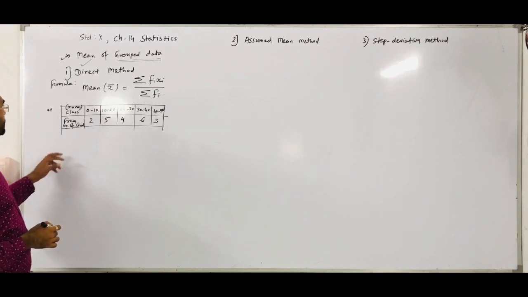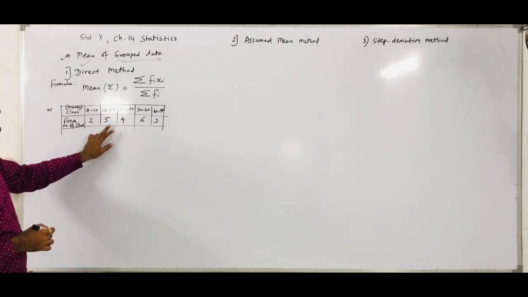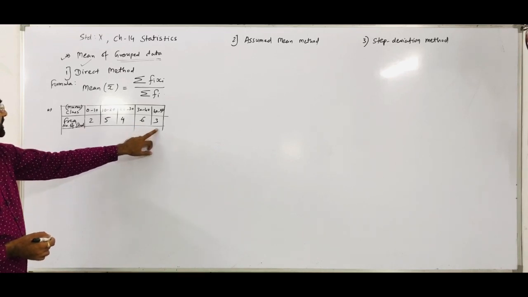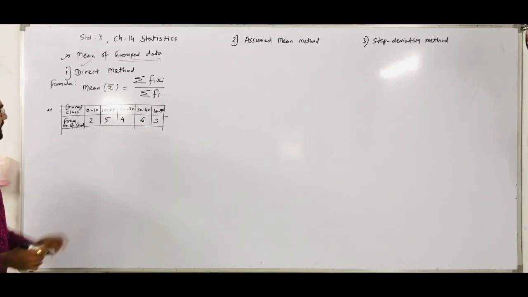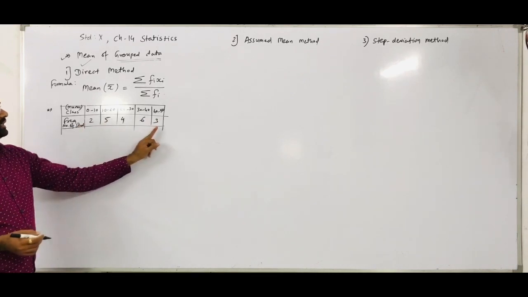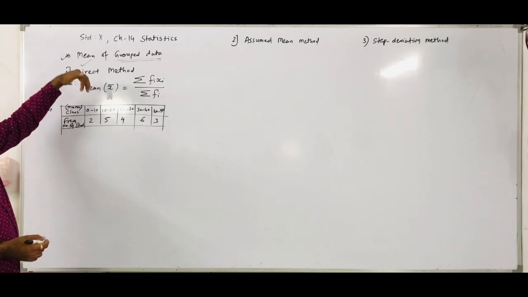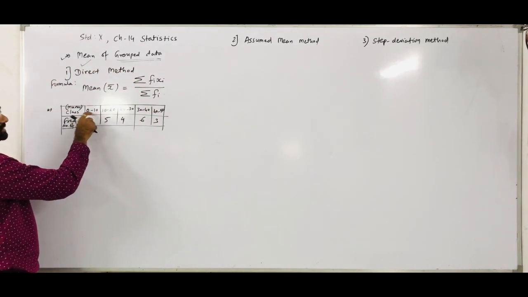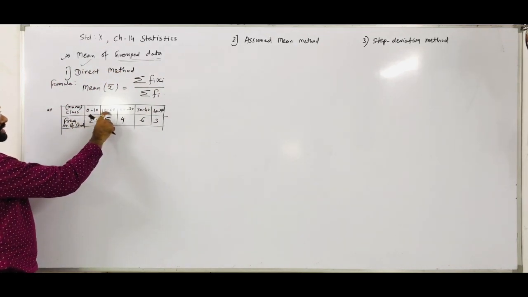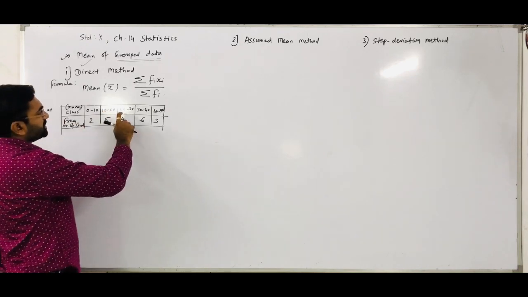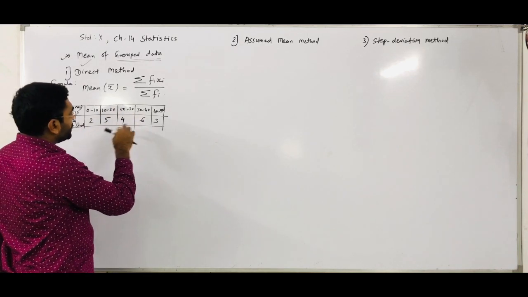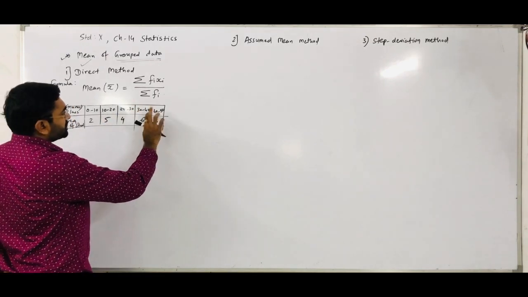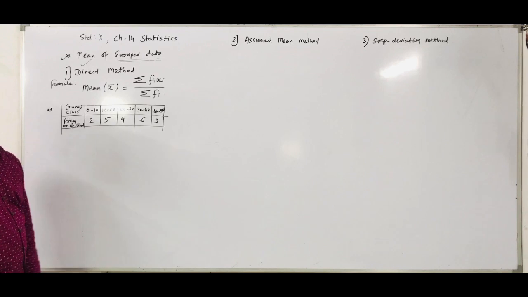So as I told you, 5 plus 2 is 7, plus 4, plus 6, plus 3, so we get 20, right? 20 students are there, getting marks in an examination. That way I arrange: 2 students are getting marks between 0 to 10, 5 students between 10 to 20, 4 students between 20 to 30, 6 students between 30 to 40, and 3 students between 40 to 50.